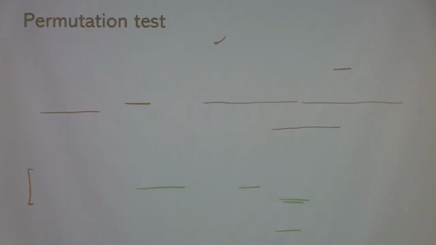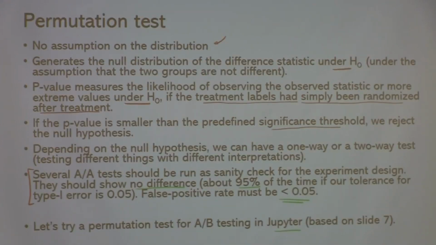So this is not about rejecting the null hypothesis anymore. With an AA test, we know the ground truth. The ground truth is that H0 is true. So with an AA test, the two groups are exposed to the same design.